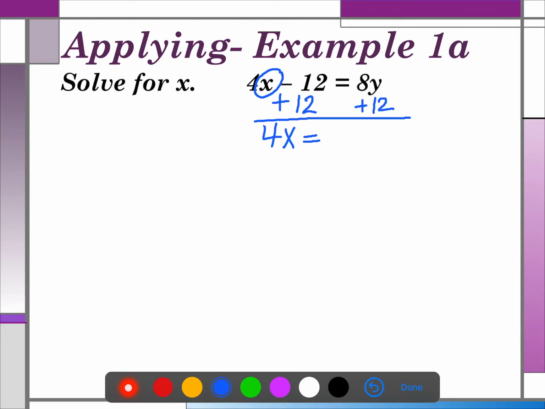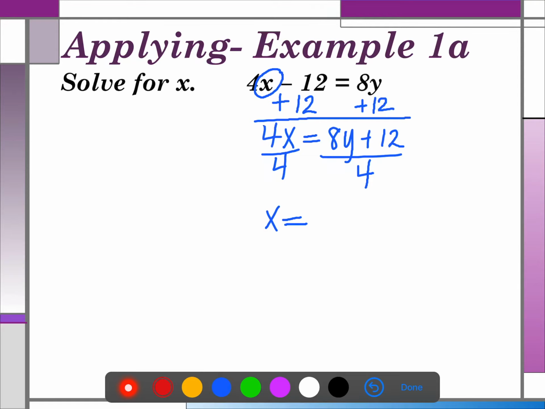Now when I get to the right side of the equation, I can't actually add 8y and 12 because they are not like terms. So I keep them as two separate terms. Okay, so this is what we're talking about, getting an expression as your final answer since we can't evaluate. Okay, the x isn't by itself yet. We're going to have to divide.